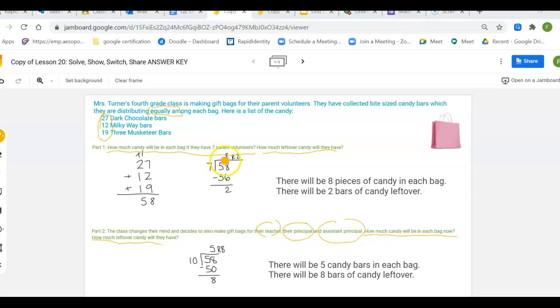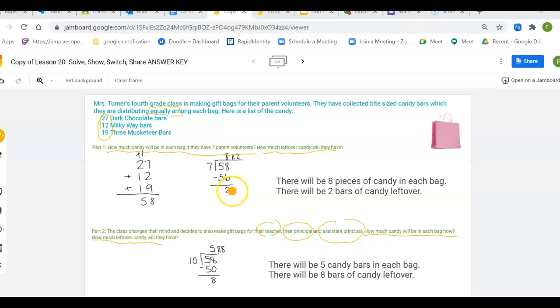So that means that I have to divide. So 58 divided by 7. So I ask myself, 7 times what number is equal to or close to 58 without going over? And I determine that 7 times 8 is 56. And then I have to subtract that. So that leaves me with 2.